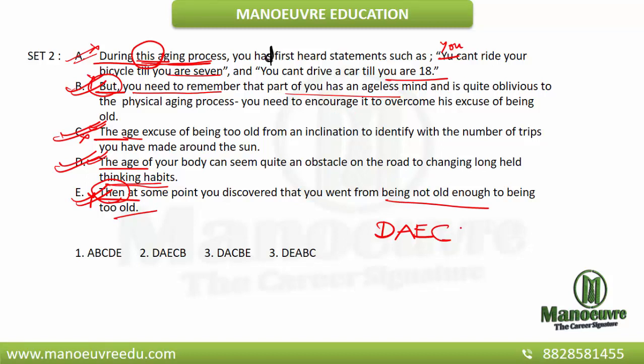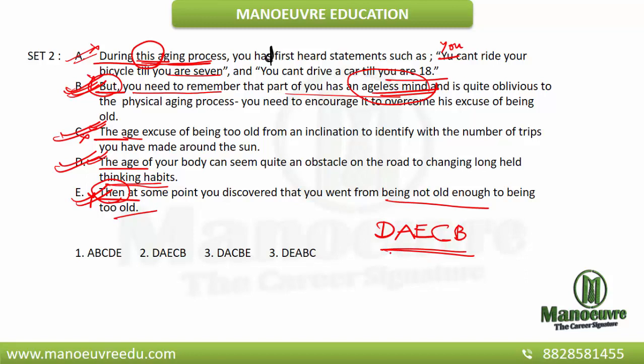So we have already mentioned about how you become forced by your mind to think that you're old, right? How your body makes you feel that you're becoming old, and you can alter the entire process by using your mind. And lastly, we finish off the paragraph by saying, but you need to remember that you have an ageless mind, right? You can change everything with your mind. If you think you're young, you will physically be young too, right? So this is going to be our final answer.